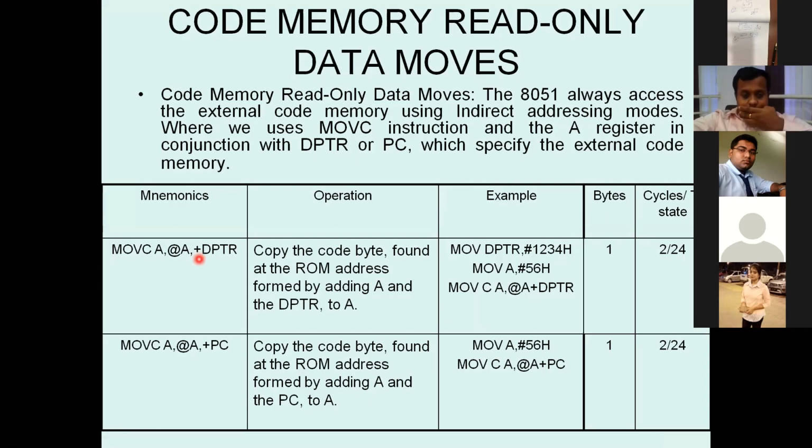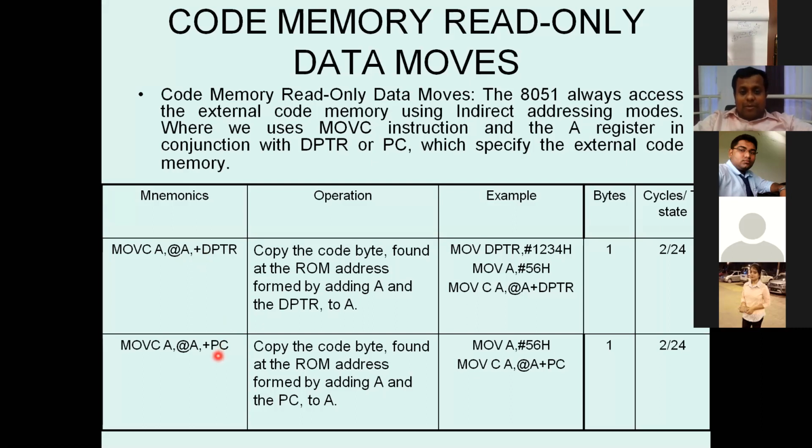A student asks why @A is used and what would happen if only A plus DPTR were used. Without @, how would the memory location's content be accessed? What is the meaning of @? It means the memory location's content will be copied. And the memory location content is always 8 bit.